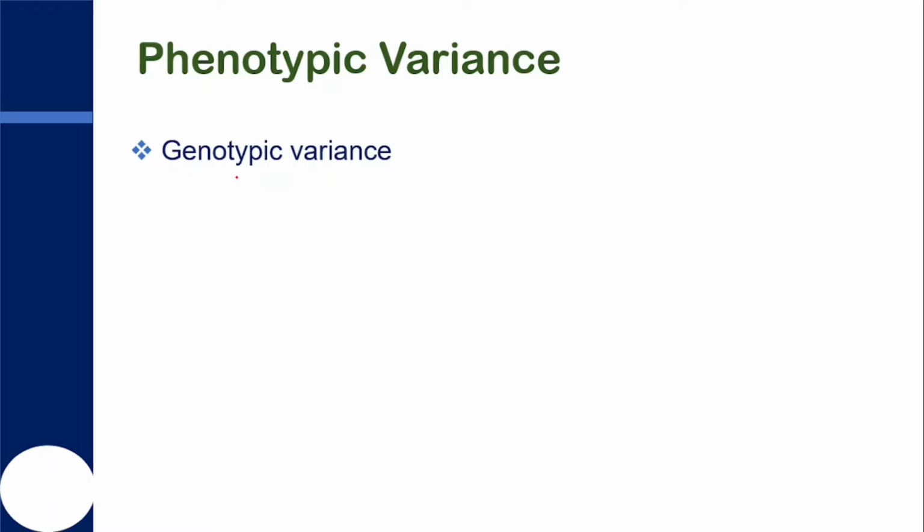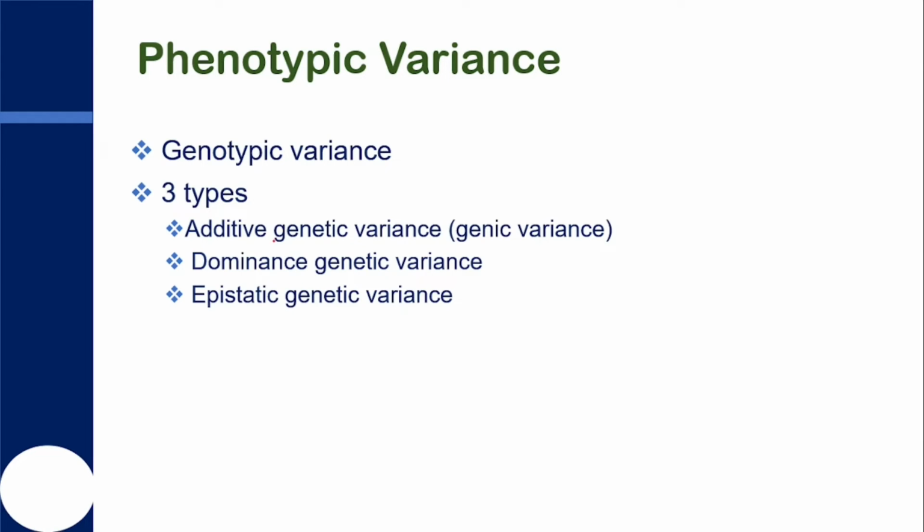This genotypic variance arises due to different types of gene interactions, and it is further divided into three categories. The first is additive genetic variance, sometimes also referred to as genic variance. The other type of genetic variance is dominance genetic variance, and the last type is epistatic variance. So now we will discuss all of these variances in detail.